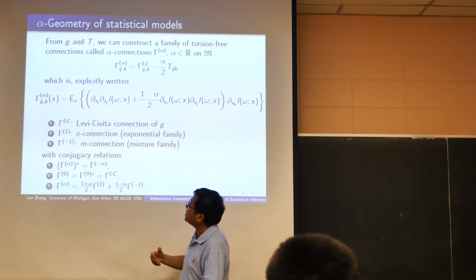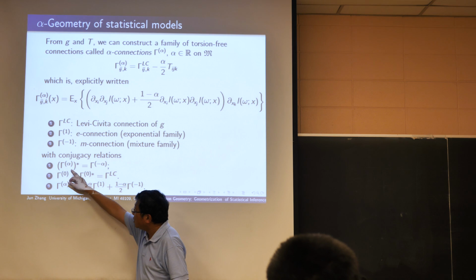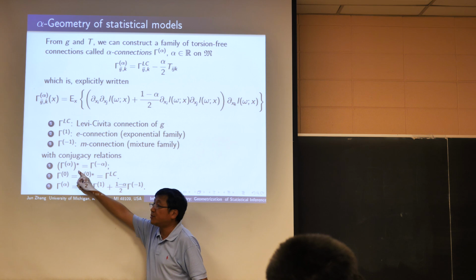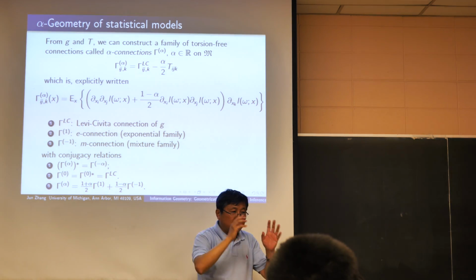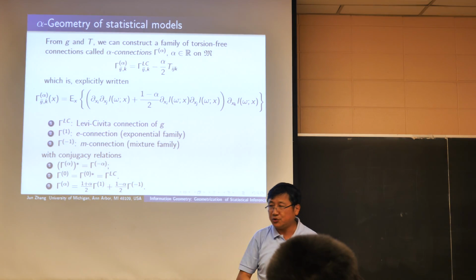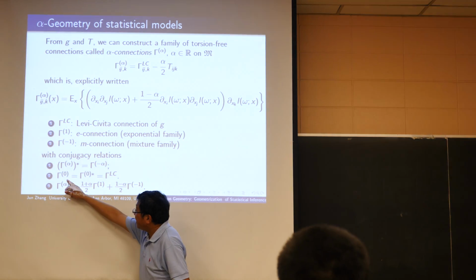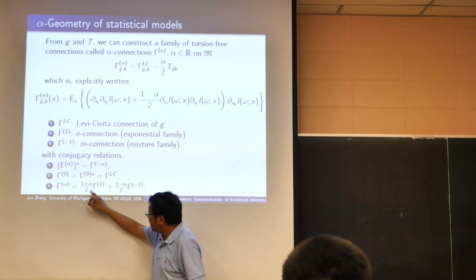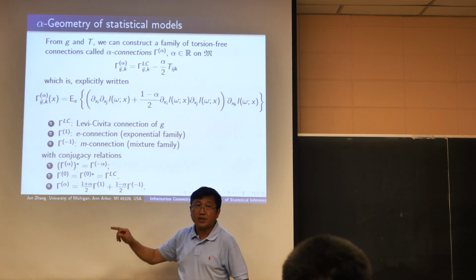These two connections turn out to be arranged in a dualistic way. There's a conjugacy relation. In general, the alpha connection and the minus alpha connection are in this dualistic relation. This star indicates a dualistic relationship, which is well defined. I'm going to introduce it later on. So 0 is dual to itself, which is the Levi-Civita, and then alpha is a mixture of the plus one connection and the minus one connection.